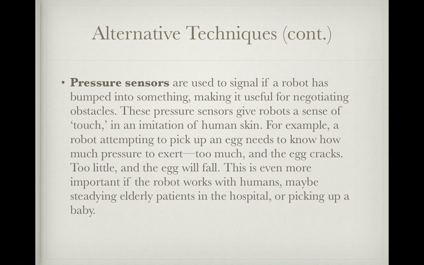For example, a robot attempting to pick up an egg needs to know how much pressure to exert. Too much, and the egg cracks. Too little, and the egg will fall and crack on the ground. This is even more important if the robot works with humans, possibly steadying elderly patients in the hospital or picking up a baby. Obviously, crushing a baby would be not good.